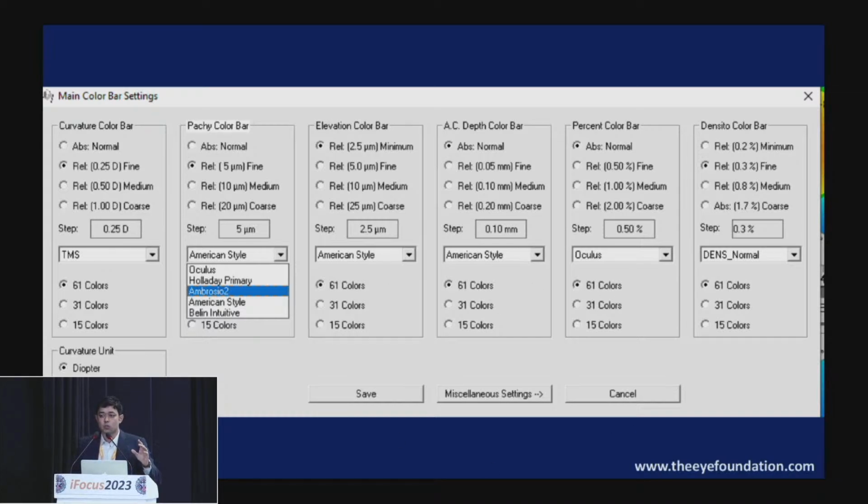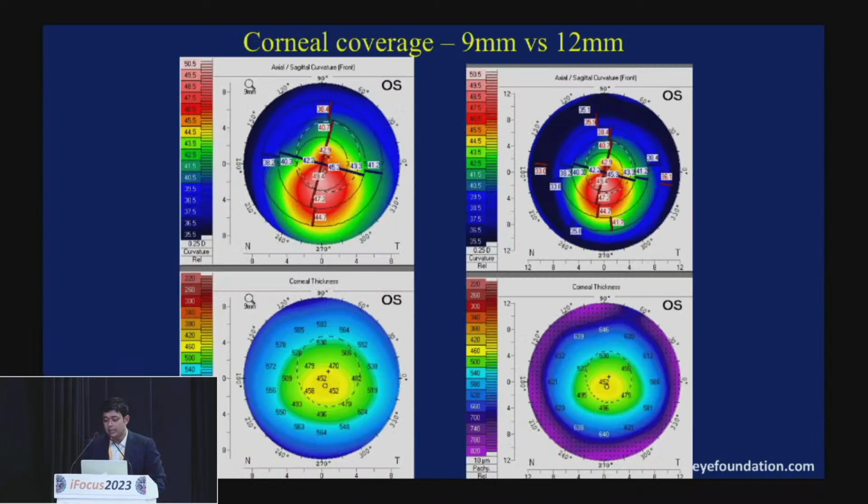Again, very, very important for you to know these basics, such as what color bar you are using. The color code depiction, these warm colors and cold colors which I'm talking about, are useful only in the Ambrosio 2 or the Belin intuitive color scales, whereas if you use some of the American style or the Holladay, they are actually reversed. So when you see a scan, it looks absolutely normal, but it doesn't look like the typical warm and cold colors that you're used to. That's because the color scale might be something different. Also, looking at your elevation data and your curvature data, the step height in which it is changing is very important when you compare two particular maps. So look at the scale of reference before you make any diagnosis.